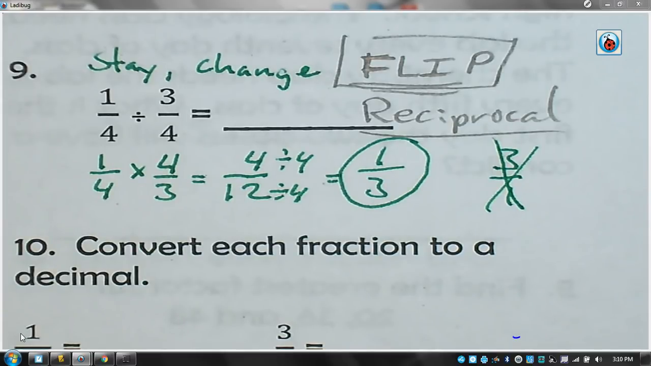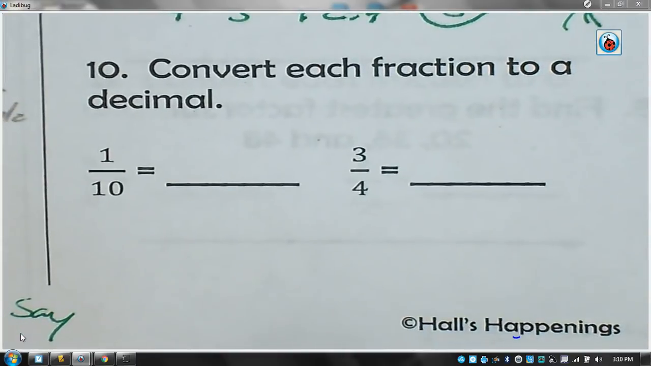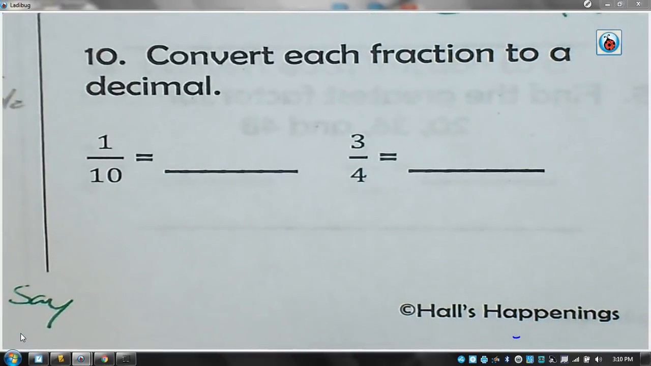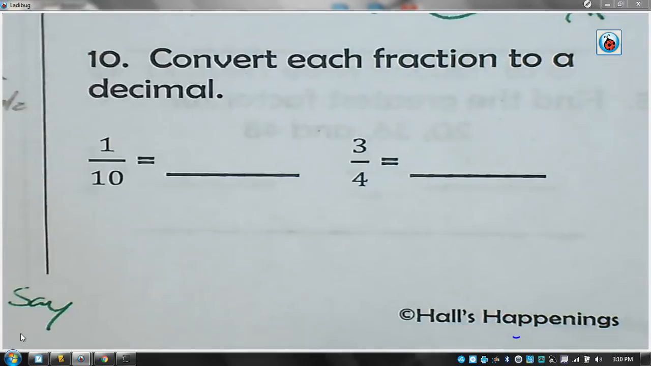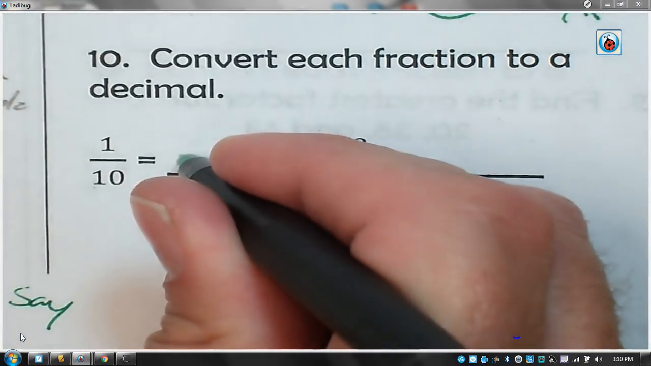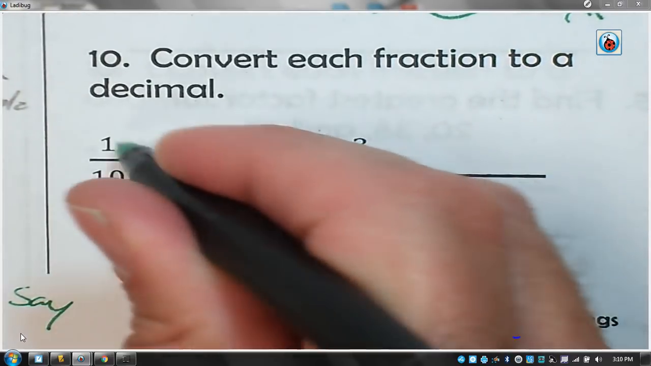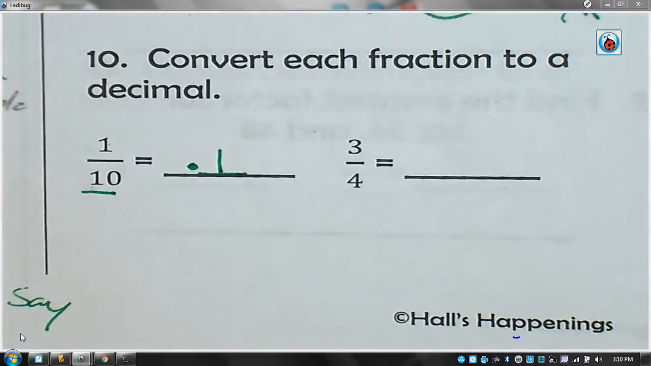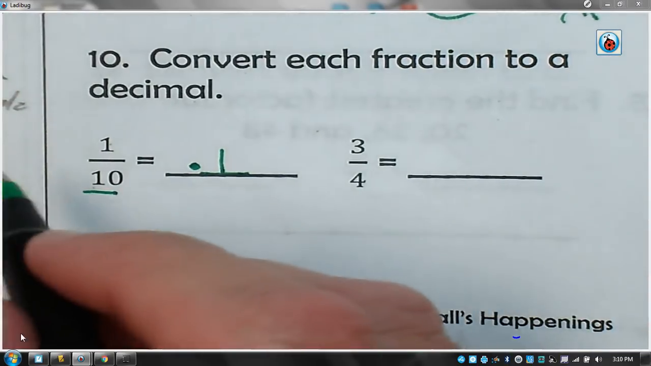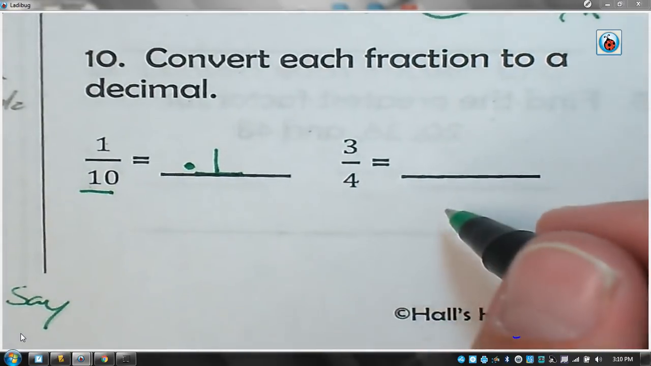All right, here we go. Last one of the review. How do we change fractions into decimals? We've done this. We have. I'd pause the video and see if you can remember how to do it. But let's talk about it. The first one is in the tenth spot. We know place value. So tenths is right here after the decimal. So that's 0.1. Done. That's just based off place value. Hopefully you remember that.